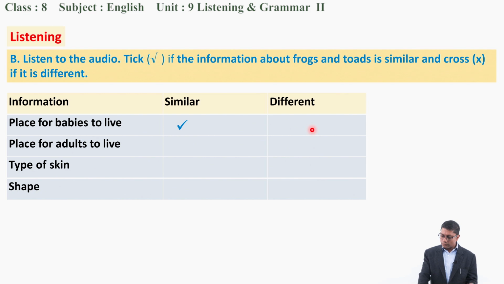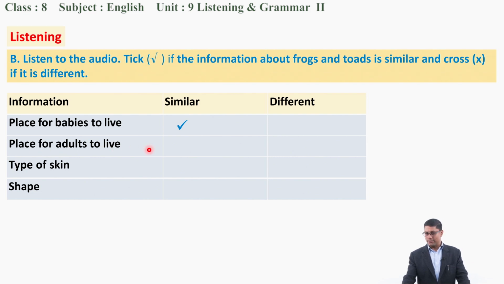Do you know why this is correct? Okay, listen. The eggs hatch in or near water, and the babies, called tadpoles, spend the first part of their lives living in the water. See, the audio says it's a similar place. They hatch in water or near water. That's why it's right.